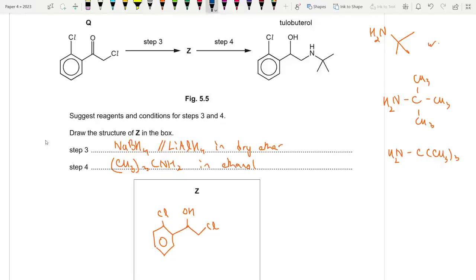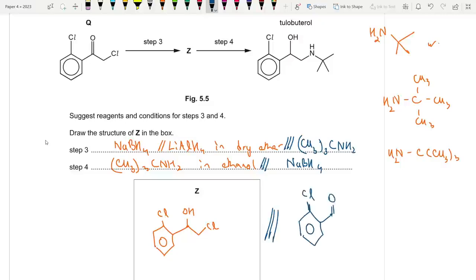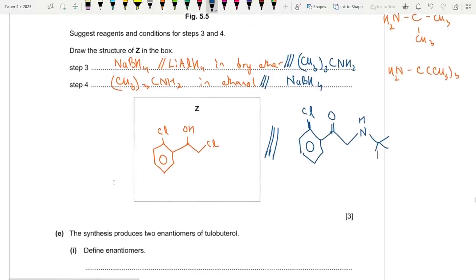What is the alternate route? Like, what if you exchanged the order? You could do (CH3)3CNH2 in ethanol first, followed by NaBH4. Then the reduction would come later, and you would get this compound first. You would still get the ketone over here. The ketone would remain. However, instead of chlorine, you'd get this compound. Like this would be there first, right? So it's up to you guys which route you take.